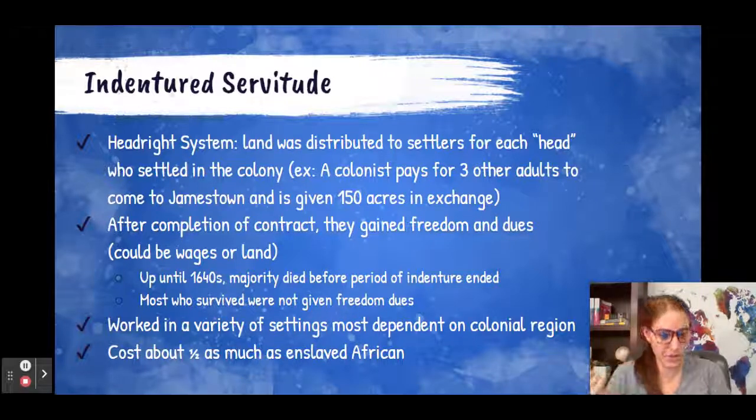And the majority of those who did survive, so over 50% of those who did survive, were not given their freedom dues. So, of the whole group of people who came, less than 25% were actually surviving to the end of their indenture and getting their freedom dues. They worked in a variety of settings. So, in the southern or Chesapeake colonies, they may be more likely to be agricultural laborers, but in New England, they may be more likely to work in a town as an apprentice of some sort. They cost initially about half as much as an enslaved African, and so early on, they were the preferred type of laborer in most of the colonies.